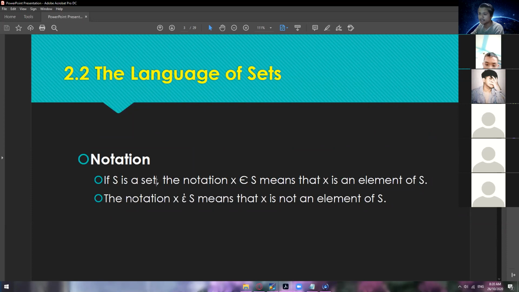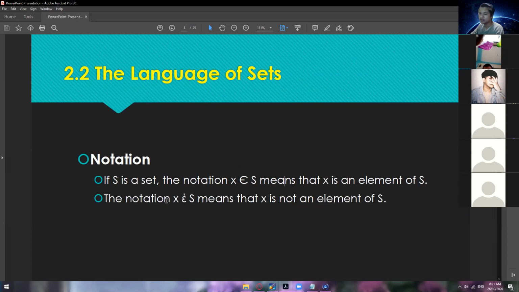So if S is a set, the notation X is an element of S means, yeah, X is an element of S. So you read this one, X is an element, or this one is like element of set S. So ito yung pagbasa natin when it comes to set. So may mga notation tayo. Take note that this is the element, and then this is the symbol of an element, and then this is the name of the set. So you read this one, X is an element of set S.